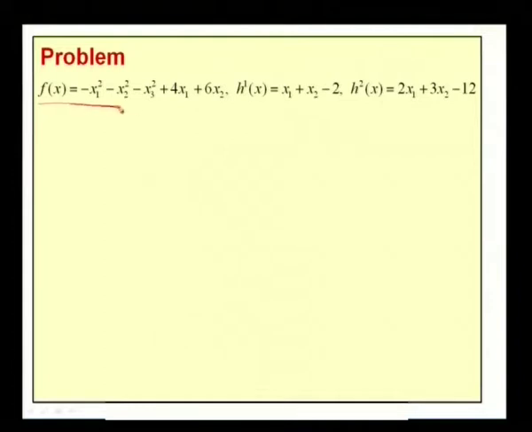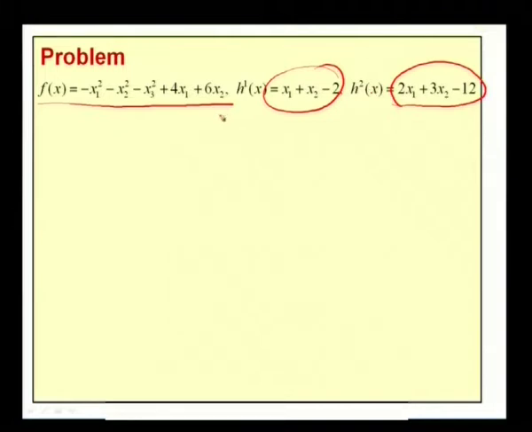Welcome back. Before the break, with the help of the Kuhn-Tucker conditions, we solved a nonlinear programming problem involving a single constraint. Now, we consider a nonlinear programming problem involving two inequality constraints. For the given problem, the function f of x is minus x1 squared minus x2 squared minus x3 squared plus 4x1 plus 6x2, and the first constraint h1 of x is x1 plus x2 minus 2, and the second constraint h2 of x is 2x1 plus 3x2 minus 12. So, the given problem has an objective function with two constraints h1 and h2.